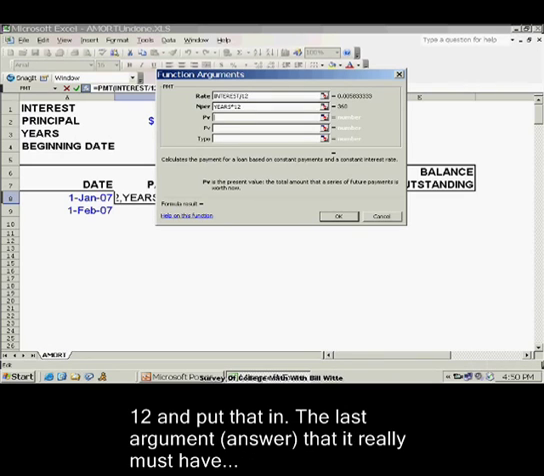Okay, the last question it really has to have. The other questions it doesn't have to have. That's why these are bolded.